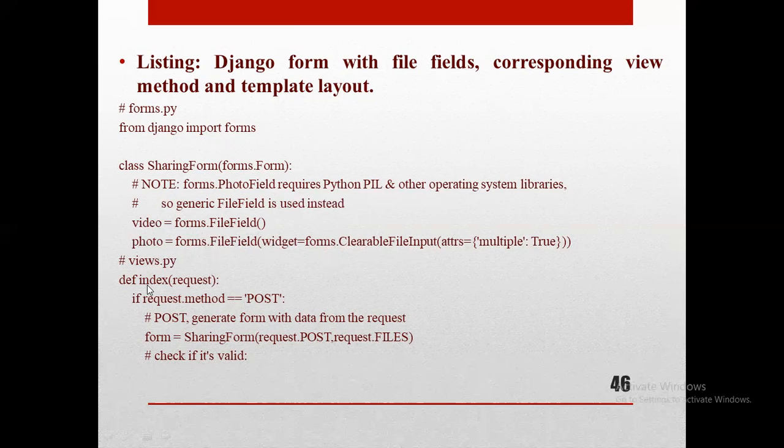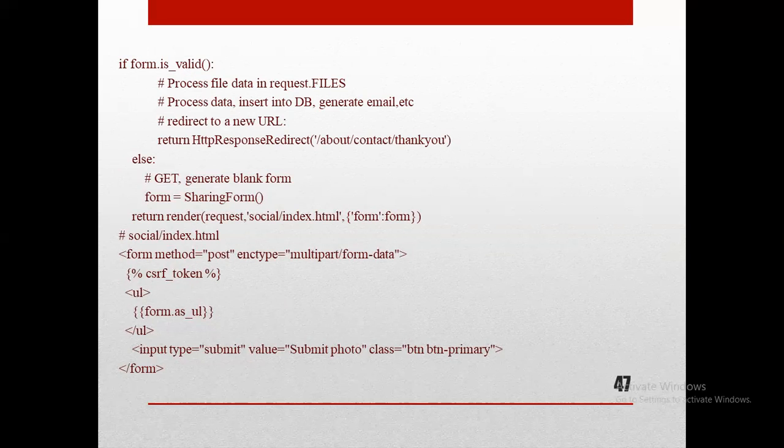The next file is the views.py file. In this file we define one index view with the request. It checks if request.method equals POST, then it proceeds with form equals SharingForm and handles request.POST and request.FILES. It checks the validity of that form. If the form is valid, it will process the file data, insert it into the database, generate an email id, and redirect to a new URL. If the form is valid, it returns an HttpResponseRedirect to the thank you page.